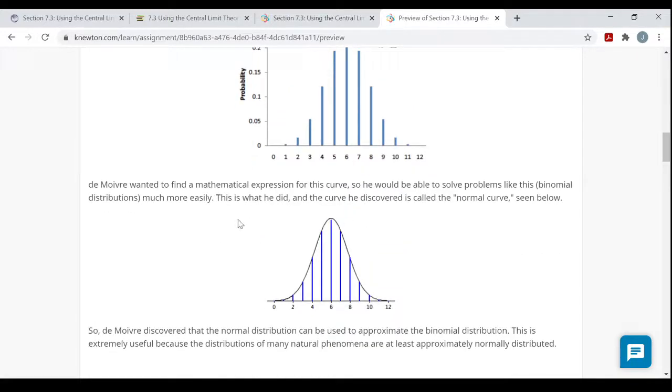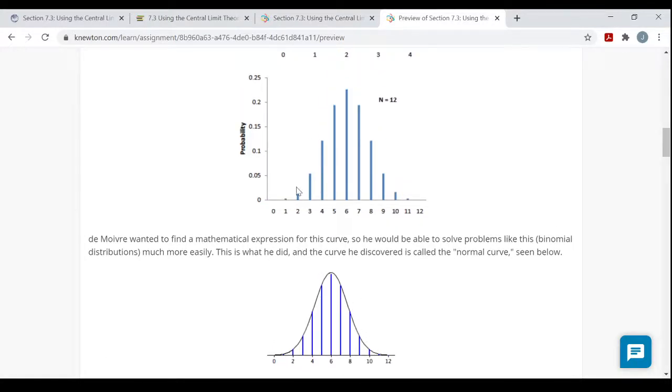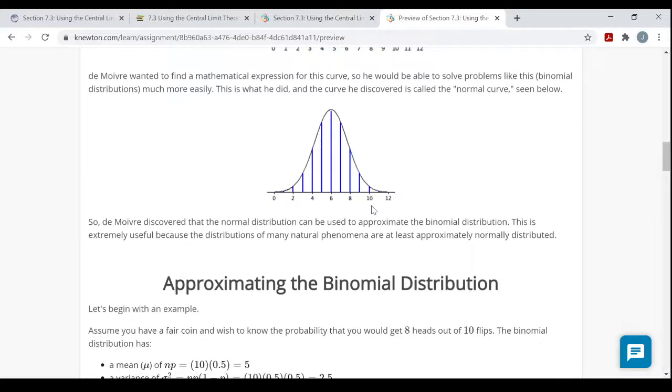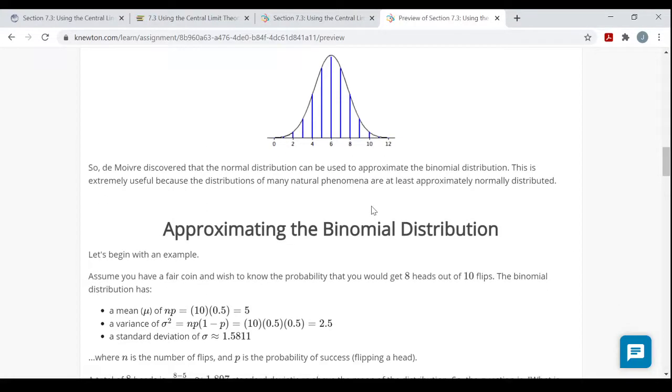And then when there's 12 coin flips, you see it's getting closer to being a nice continuous curve. And de Moivre wanted to find a mathematical expression for this curve, so he would be able to solve problems like this much more easily. And that's what he did. The curve he discovered is called the normal curve. So he used a nice smooth bell curve to give an approximation to these bars, the distribution of the number of heads flipped in so many coin flips.